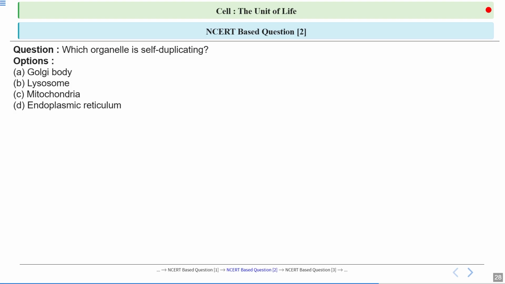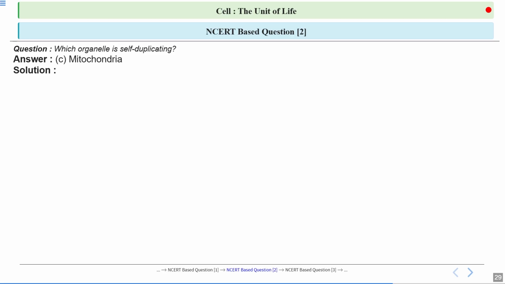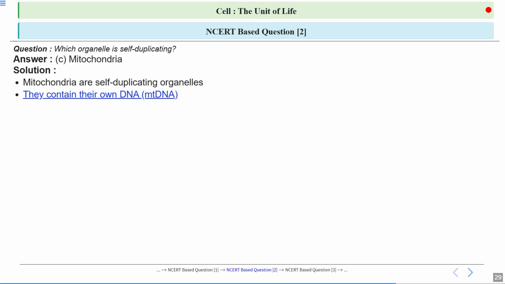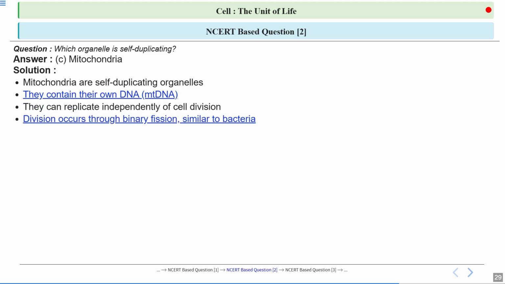Okay, here the correct answer will be option C, which is mitochondria. Mitochondria are self-duplicating organelles. They contain their own DNA, known as mitochondrial DNA, and can replicate independently. Division occurs through binary fission, which is similar to bacteria. This also supports the endosymbiotic theory of mitochondrial origin.